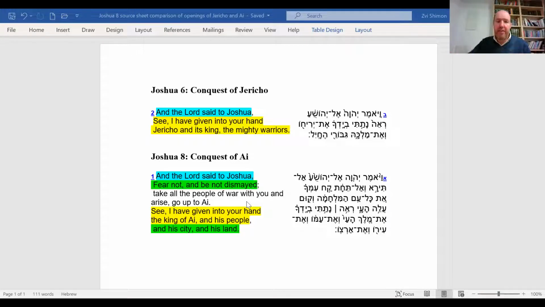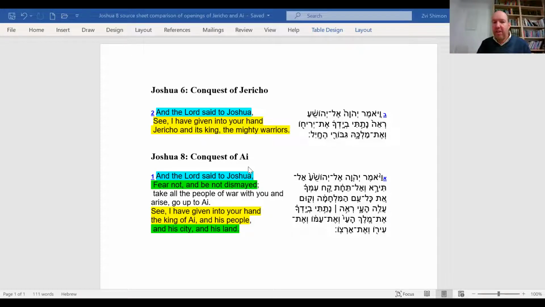And they go up to high. Now, what's also interesting is to see the difference, because in both instances, God promises to give the king and his people. Here, Jericho and its king, and the mighty warriors, and here, the king of Ai and his people. But here we have an additional emphasis. In the conquest of Ai, God promises not only to give the king and the people, but also the city and its land, which isn't really emphasized in Jericho.